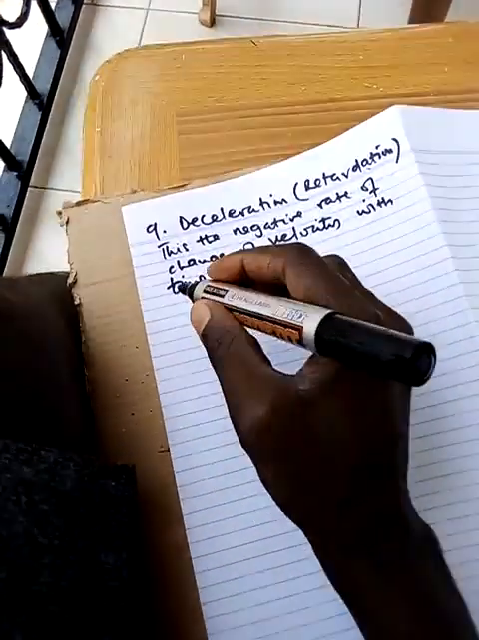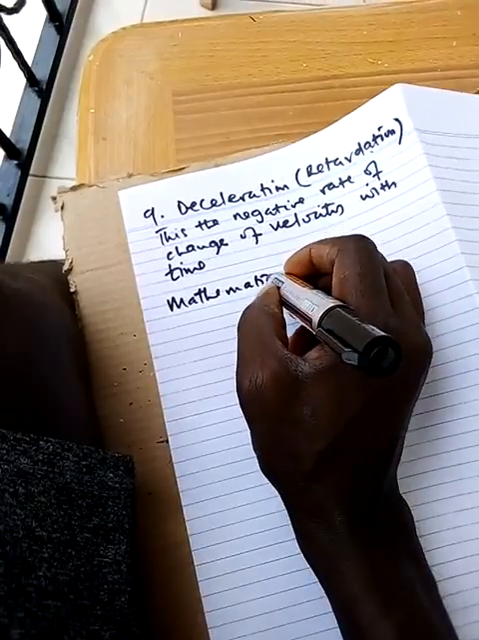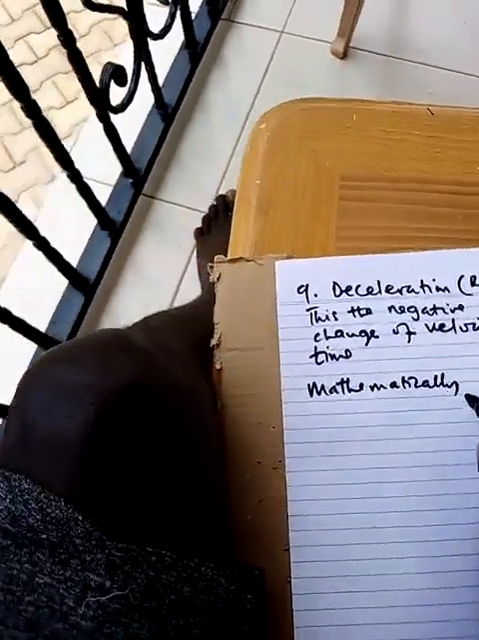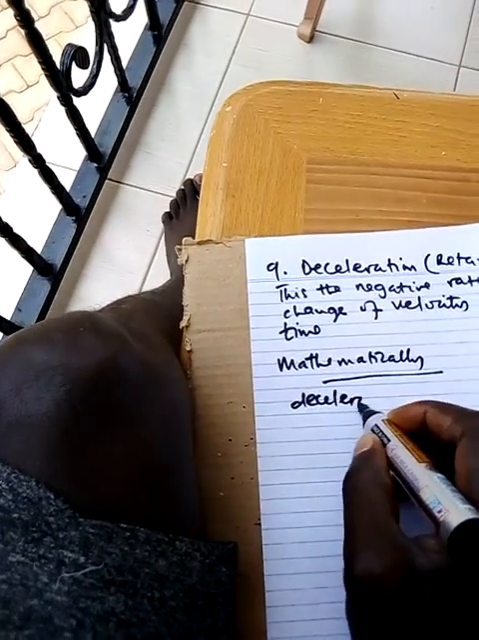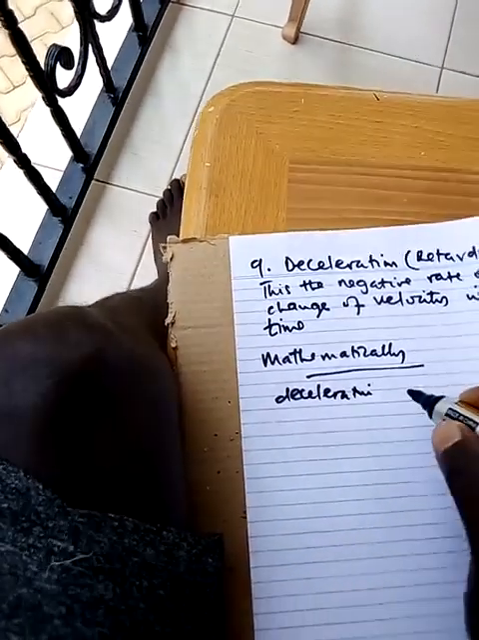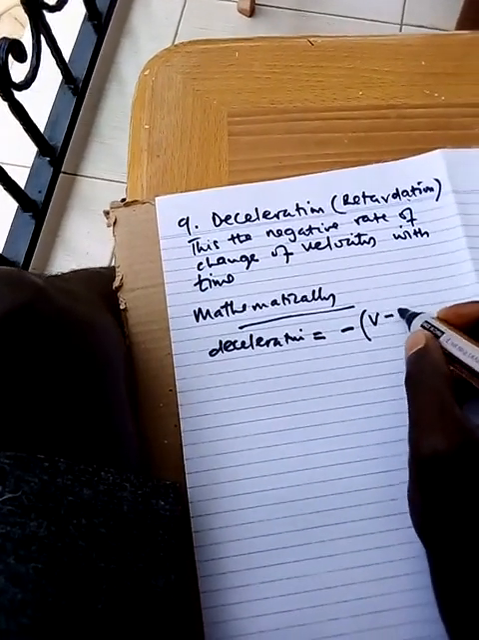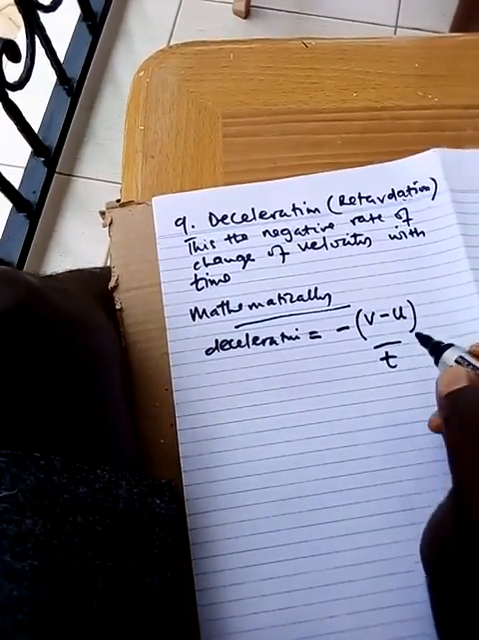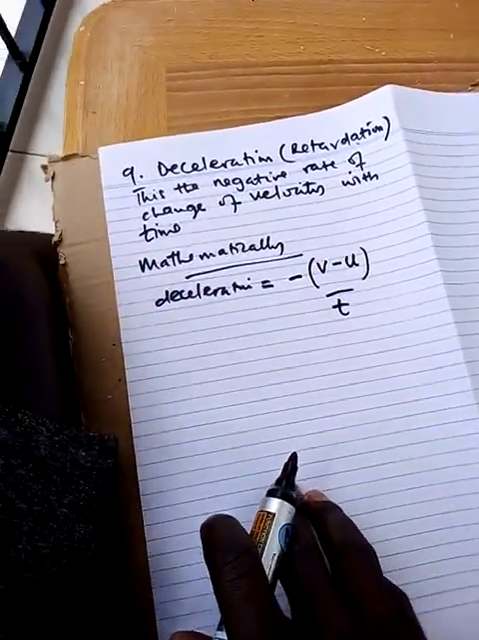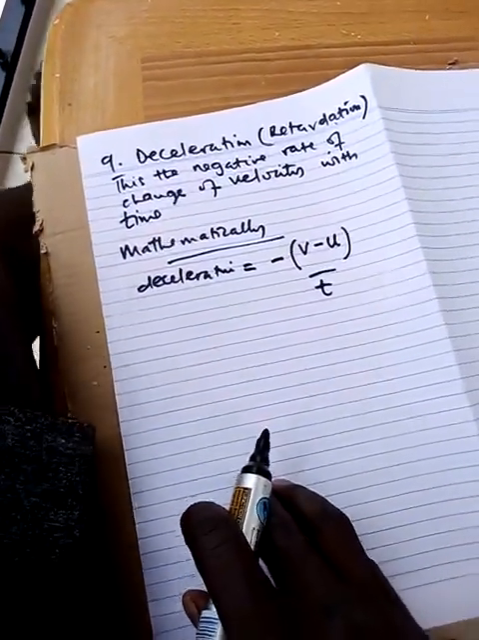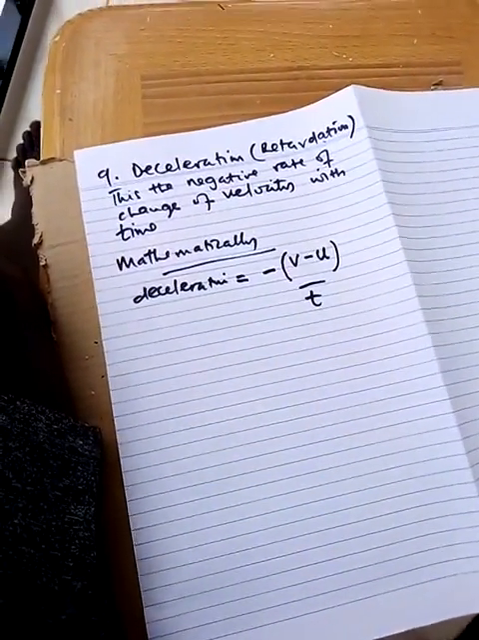Because remember, mathematically, this is what happens. Deceleration or simply retardation is equivalent to negative into v minus u divided by t. That's how we get retardation. Negative into v minus u divided by t. You get it?